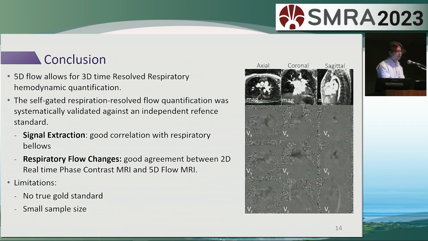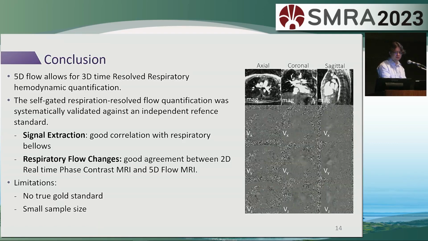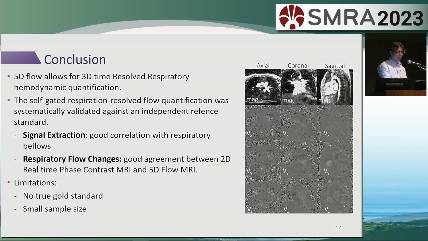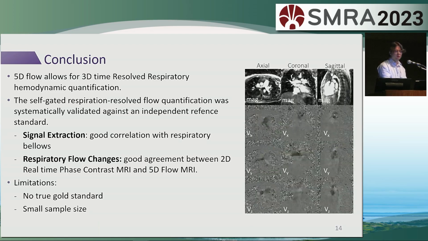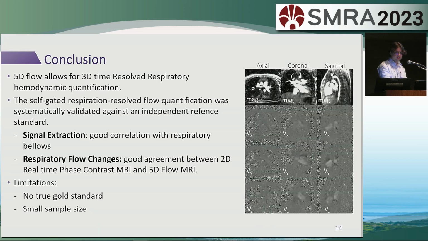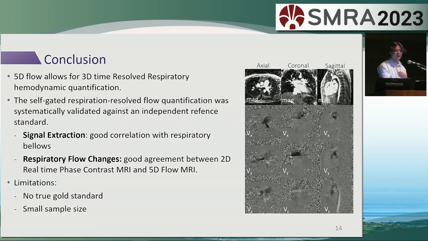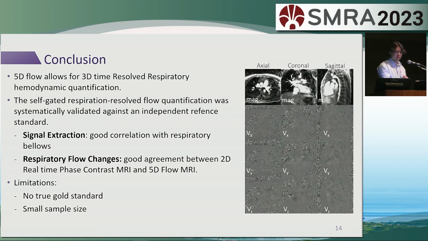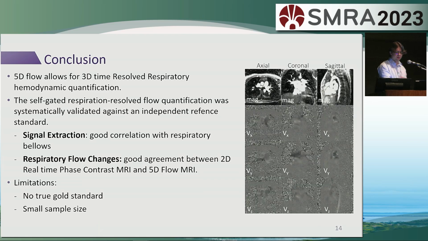So to conclude, 5D flow allows us to quantify 3D respiratory-resolved hemodynamics, and the self-gating signal in this study was really what was validated, where we were able to see a good correlation between it and the external reference standard of the respiratory bellows. And when we looked at the flow, there was a good agreement between 2D real-time phase contrast and 5D flow across the different respiratory cycle.